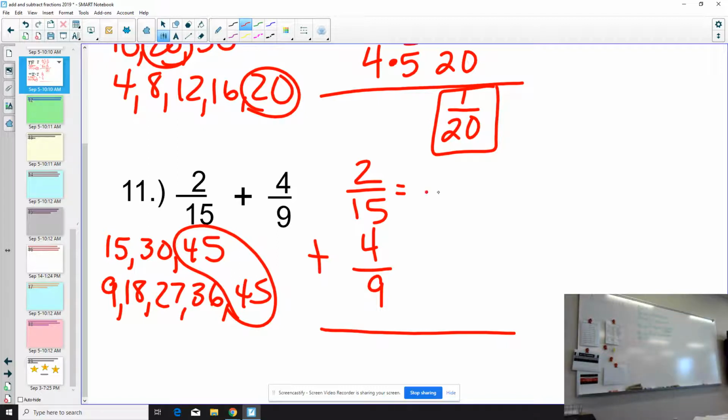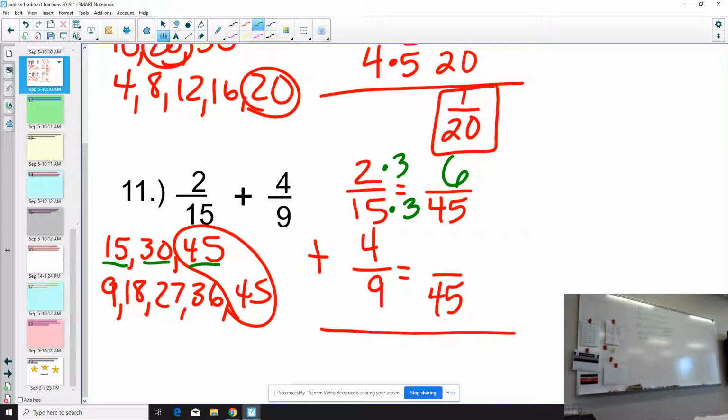So what I want you to do on your paper is go over here and change the denominators so they're 45. If the denominators change, you have to change the numerators as well. So if I go back, I'm going to ask myself, what do I multiply by 15 to get 45? Well, 1 times 15 is 15. 2 times 15 is 30. 3 times 15 is 45. So that's times 3. That means I have to take the 2 times 3. 2 times 3 is 6.